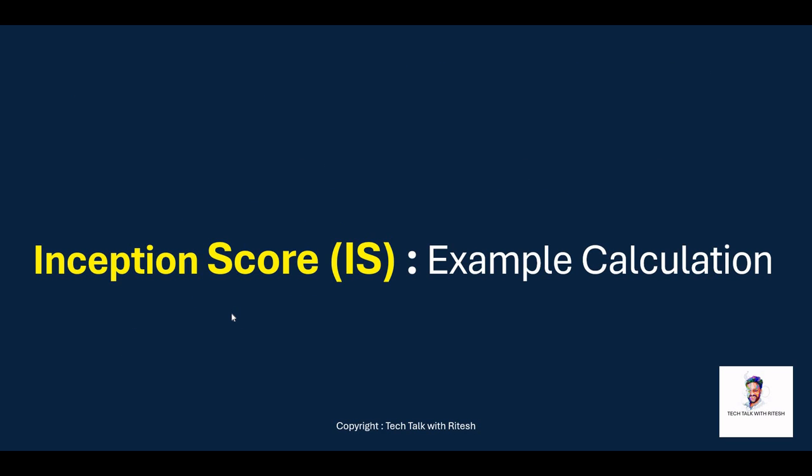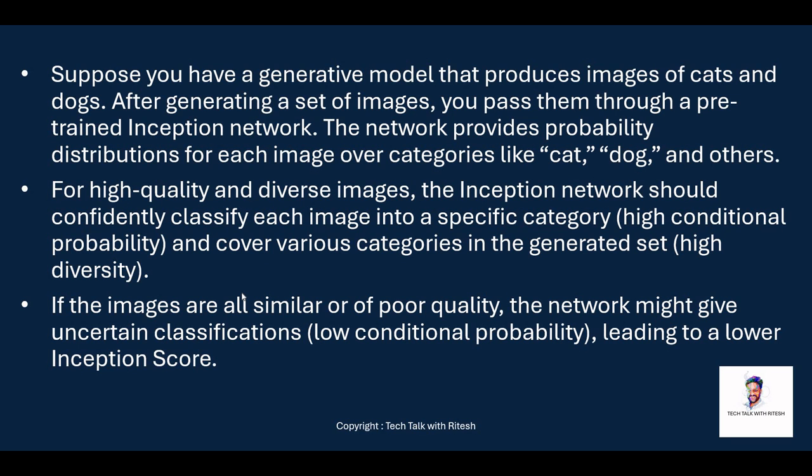Let's see an example calculation of inception score. Suppose you have a generative model that produces images of cats and dogs. After generating a set of images, you pass them through a pre-trained inception network. The network provides probability distributions for each image over categories like cat, dog, and others.